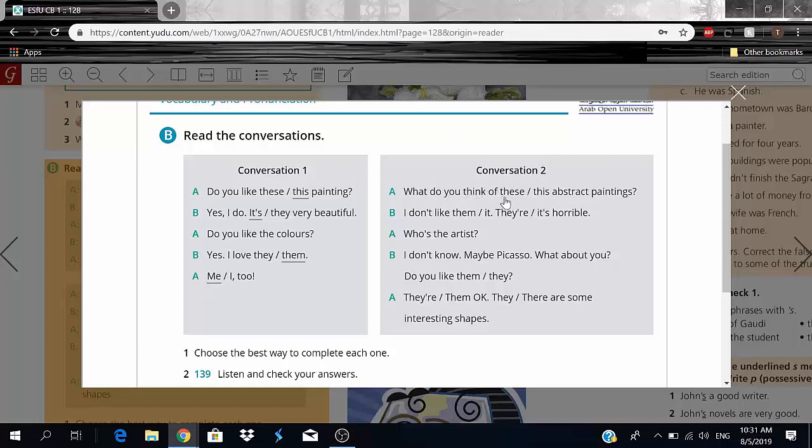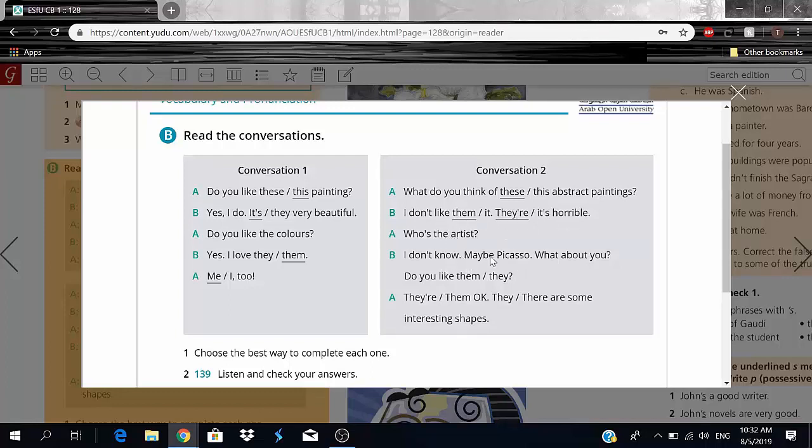What do you think of these / this abstract paintings? Now this was exactly what I was talking about. Now paintings are in plural, so I'm going to use the word these. What do you think of these abstract paintings? I don't like them / it, their / it's horrible. I don't like them because paintings are multiple. I could say it's horrible if it was one painting, but it's basically the exact opposite. So they are horrible.